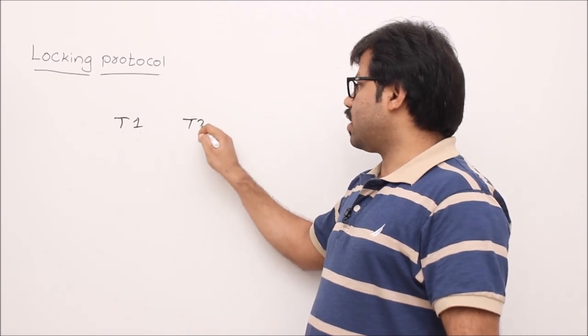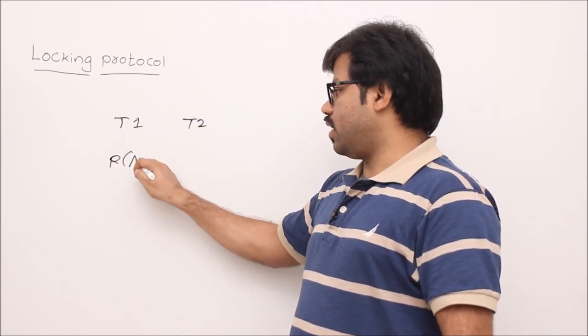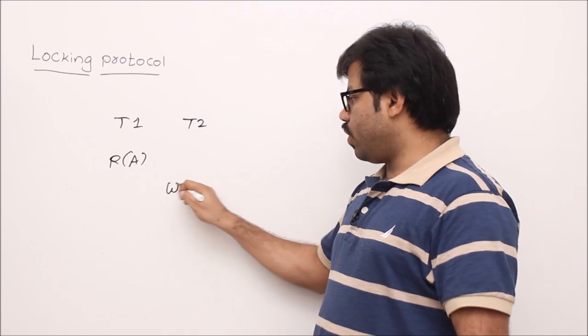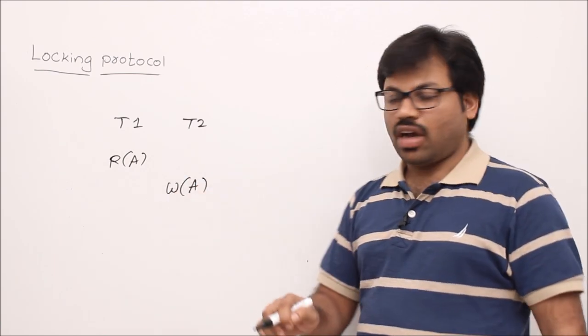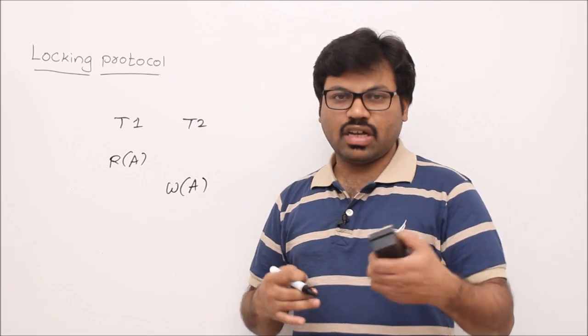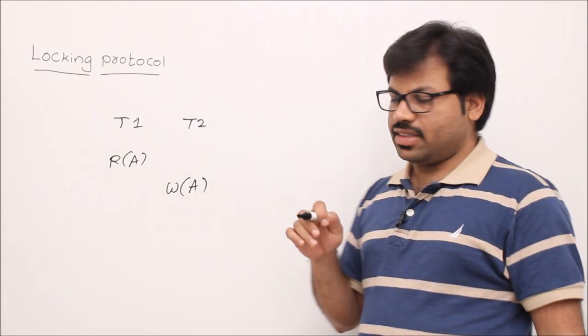Let's say there are two transactions. They want to do this thing. One transaction wants to do read of A, the second one write of A. So how your DBMS is going to perform these operations, we'll see using a locking mechanism.